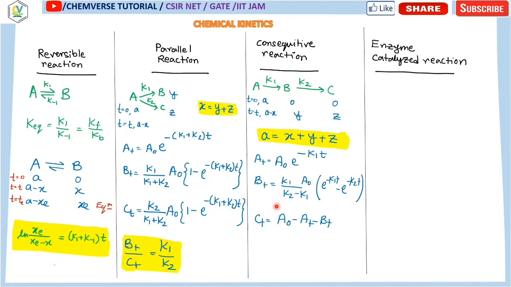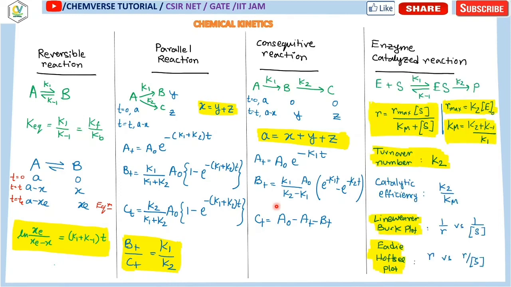Now for enzyme catalyzed reaction, I have already discussed it in my MSQ series. So these formulas I have already written over there, and there was a question on the Lineweaver-Burk plot and Eadie-Hofstee plot. You can click on the I button to check the MSQ, that means the multiple select question, how to approach those for this chemical kinetics chapter I have covered, and you can find the link in the description box as well.